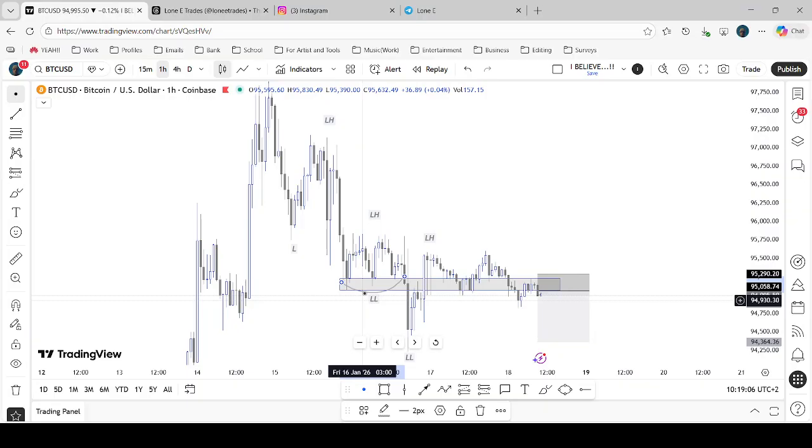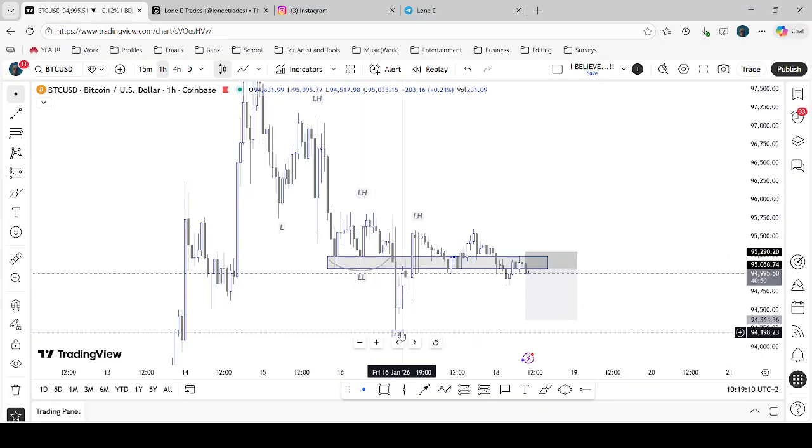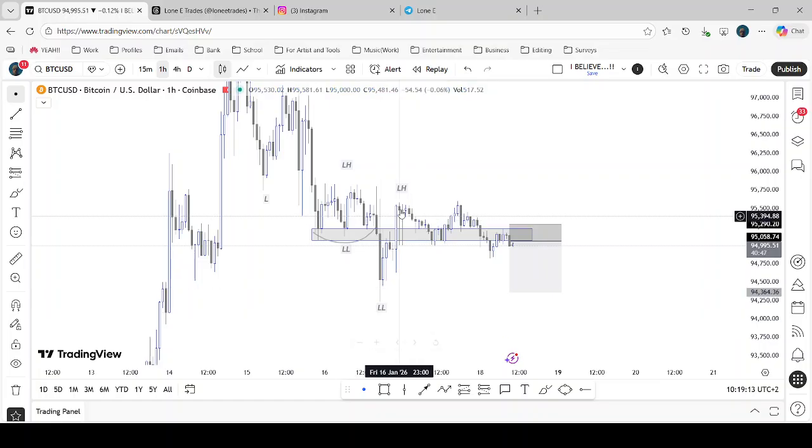This lower low created a what? It created a lower high. This lower high created a what? A lower low. And this lower low created a what? It created a lower high.